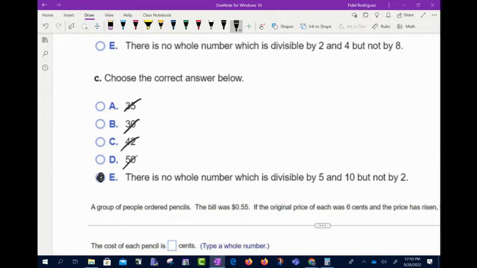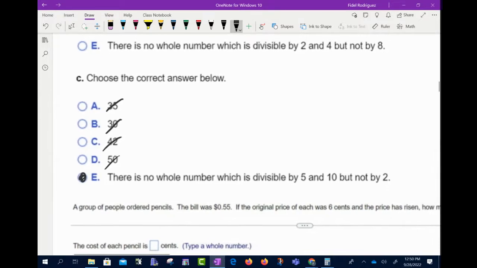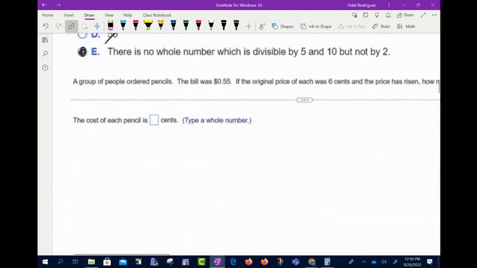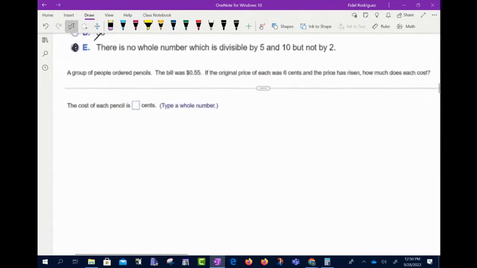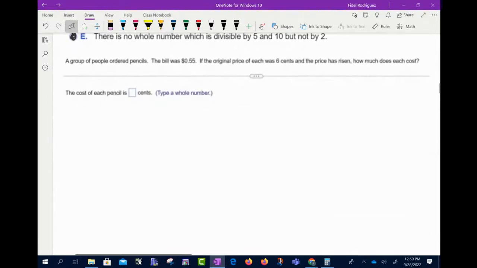Now the next question says, a group of people ordered pencils. The bill was 55 cents. If the original price of each was 6 cents and the price has risen, how much did each cost? So I know that each pencil cost 6 cents and we spent a total of 55 cents. So the cost went up a certain amount. We added a certain amount here. I'm going to call it X.